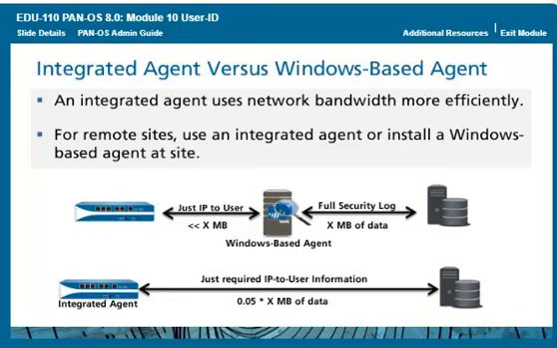However, use of the integrated agent is not without cost. It consumes more of the firewall's management plane resources. And for this reason, deployment of the Windows agent at remote sites and having them forward the relevant user ID information to a firewall on a central network often is beneficial.